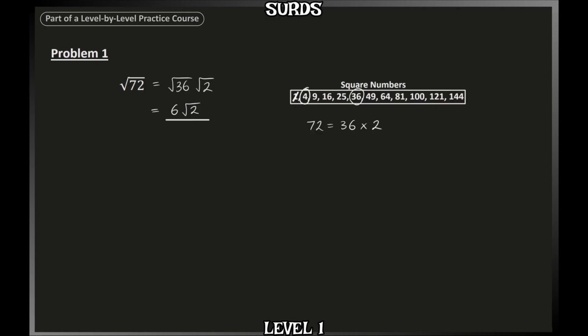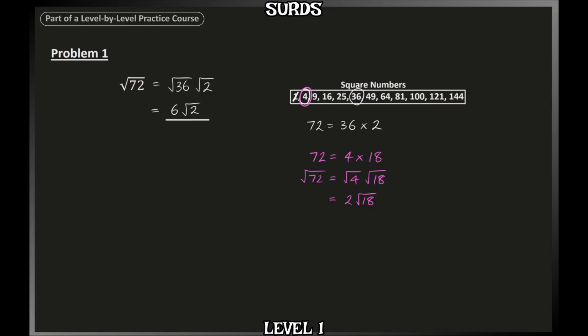Now if we'd made the decision at the start to go with 4 as a factor of 72, we could have also got this number, but it's just a bit more work. So if we'd instead chosen 4, we can write 72 is equal to 4 multiplied by 18. And so the square root of 72 is equal to the square root of 4 times the square root of 18. And the square root of 4 is 2. So this becomes 2 times the square root of 18.